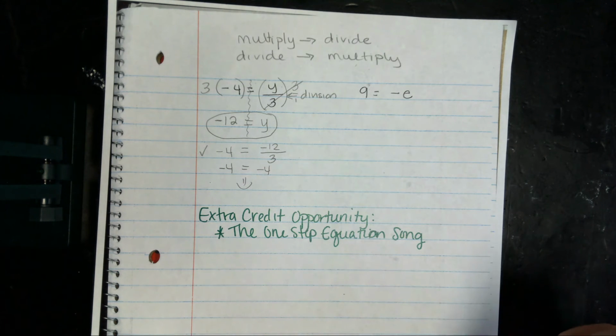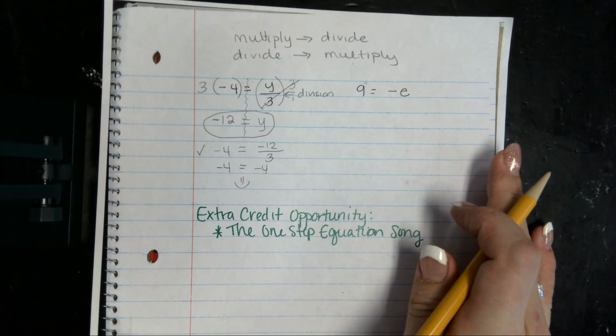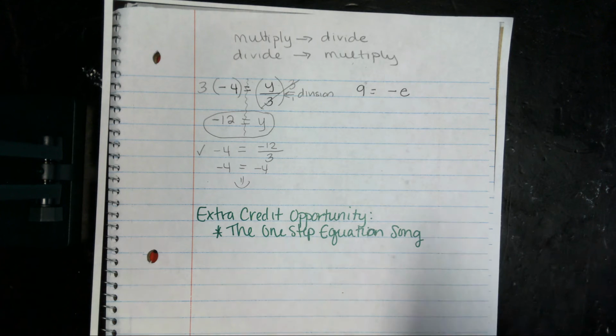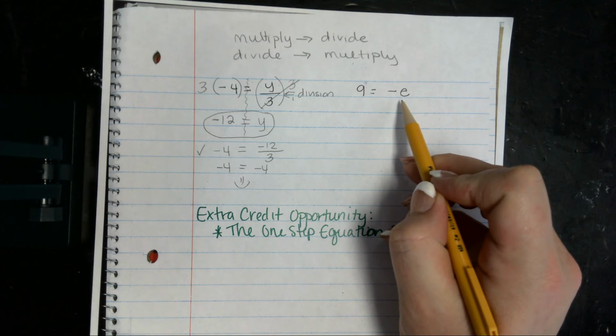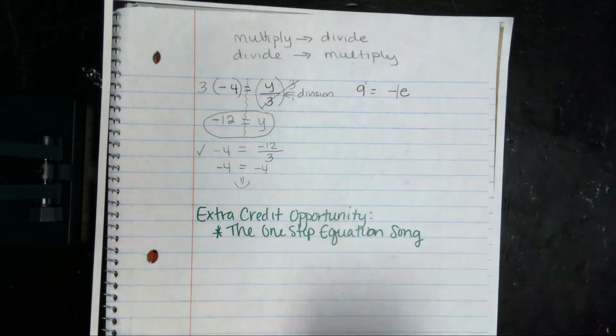Perfect. All right, now we have one final problem here, and this one's a bit tricky, and I put this one on here for a reason. Okay. Now, we've got 9 equals negative e. Is there any multiplication or division in this problem? There happens to be some multiplication here. Now, how many e's do I have? I've got 1. So this is actually negative 1e.